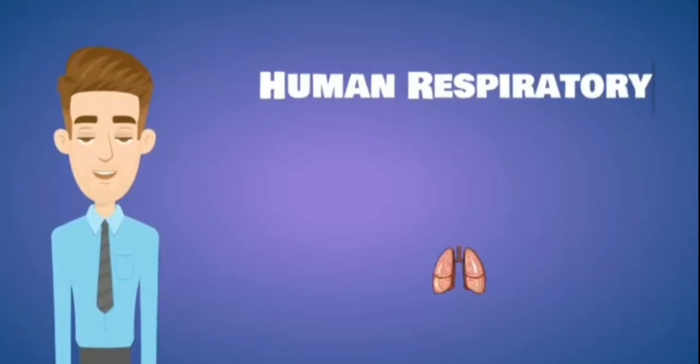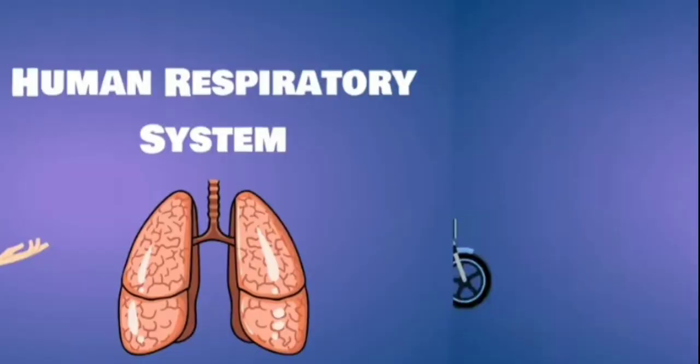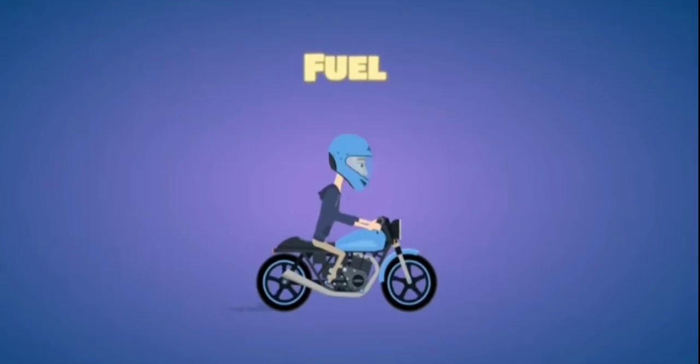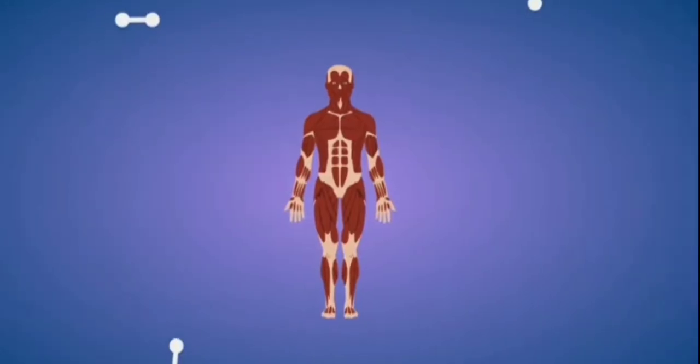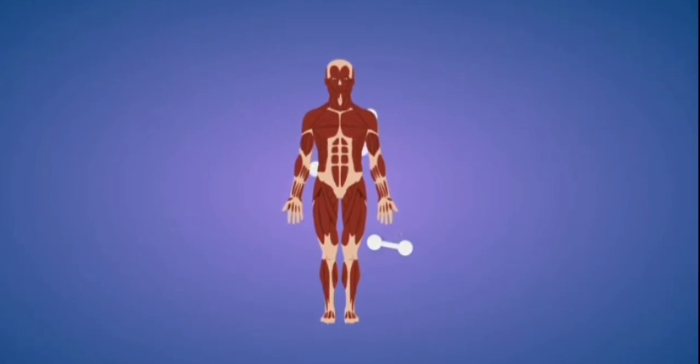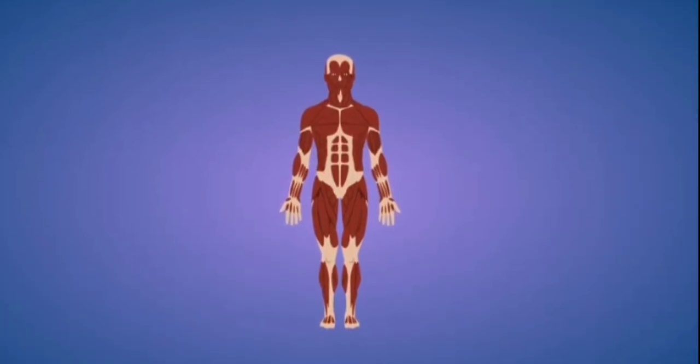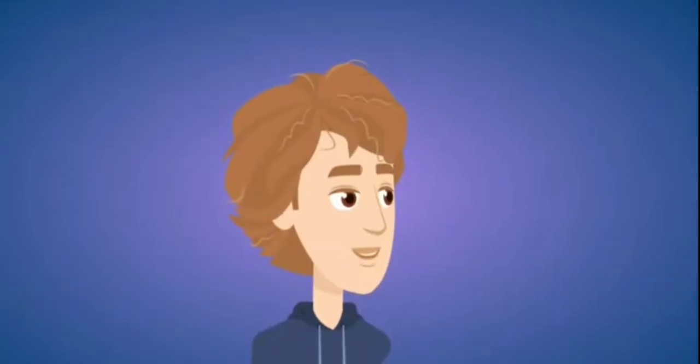The human respiratory system. A vehicle needs fuel to move. Similarly, we need oxygen to function. All the cells in our body need oxygen to create energy. But how does the oxygen reach the cells? Through the process of respiration.